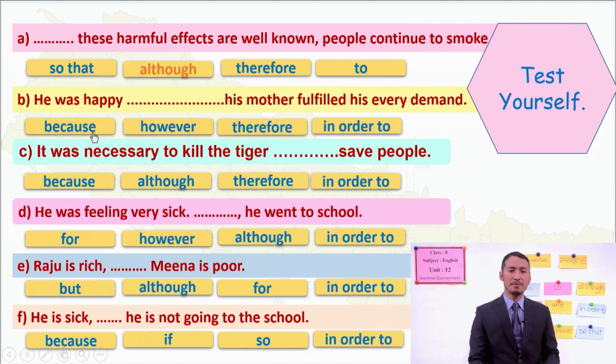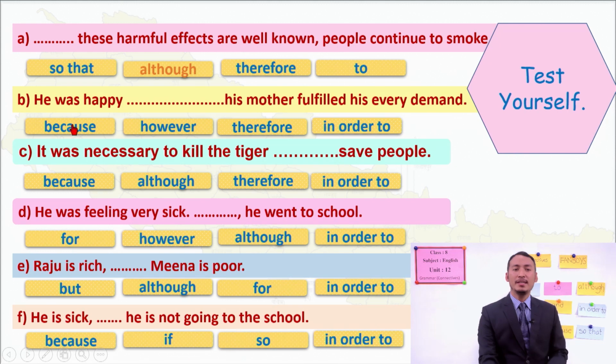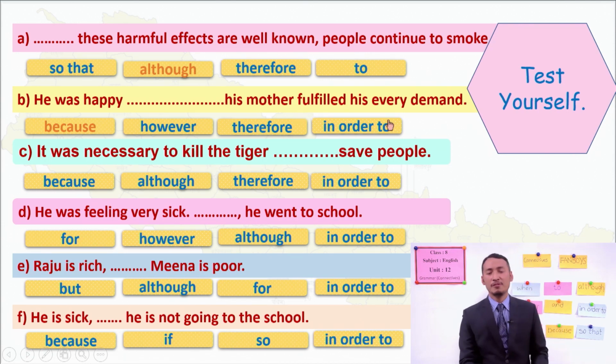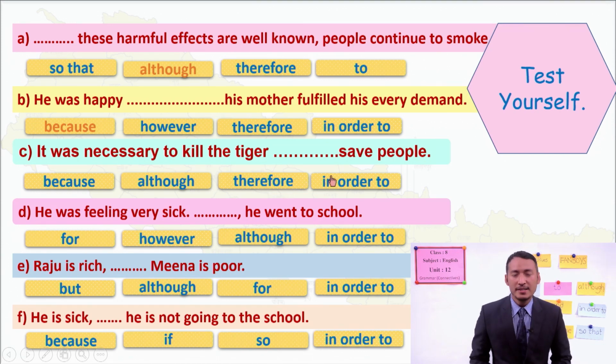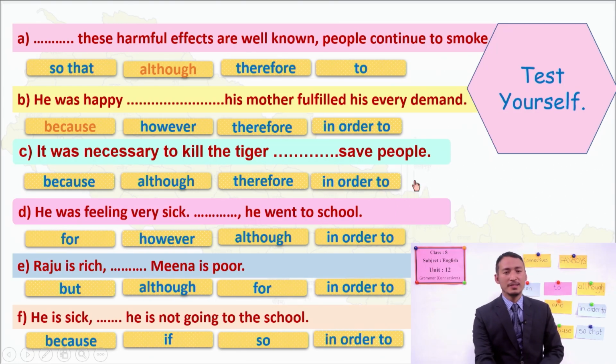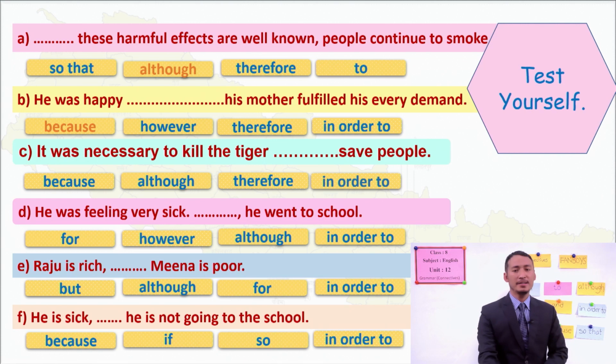These harmful effects are well known. People continue to smoke. He was happy. His mother fulfilled his every demand. So here we have because, the reason for his happiness is his mother fulfills all his needs. It was necessary to kill the tiger. You have an infinitive verb here, so we need in order to or to. It was necessary to kill the tiger in order to save the people. Yes, you are right.